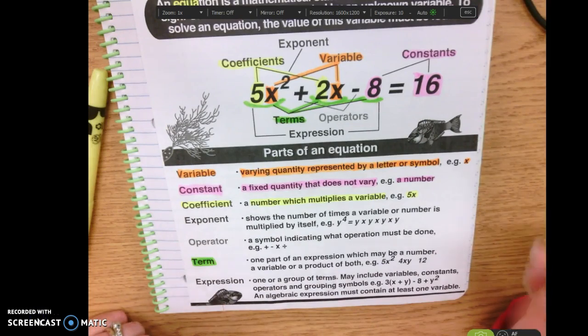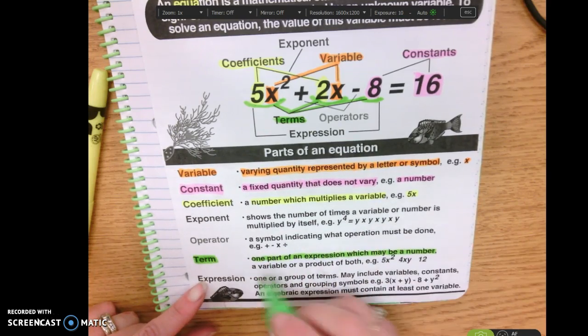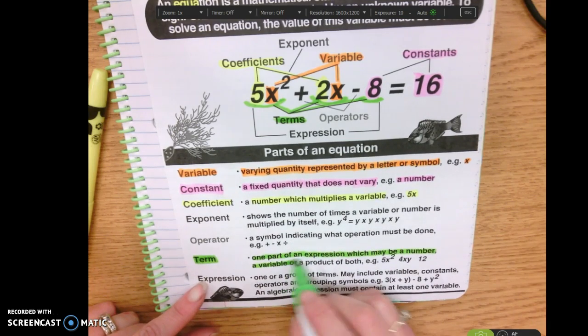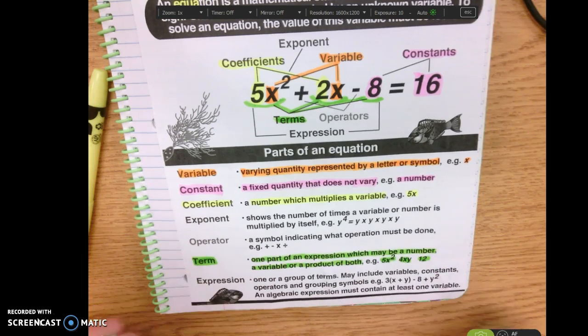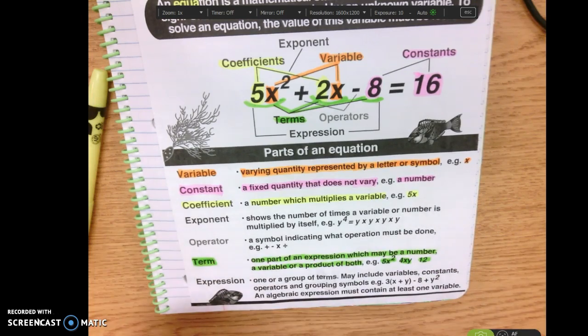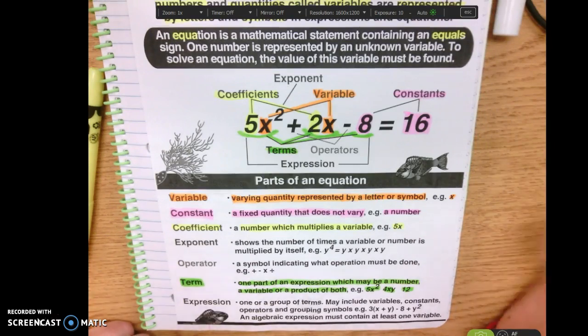Down at the bottom, we have our definition of a term, which is one part of an expression, which may be a number, it might be a variable, or a product of both. For example, the 5x squared, 4xy, and the 12. So these are just a handy resource just to remind you what a variable is. If you hear somebody say something about a coefficient or combining the terms, you have examples of what they are.